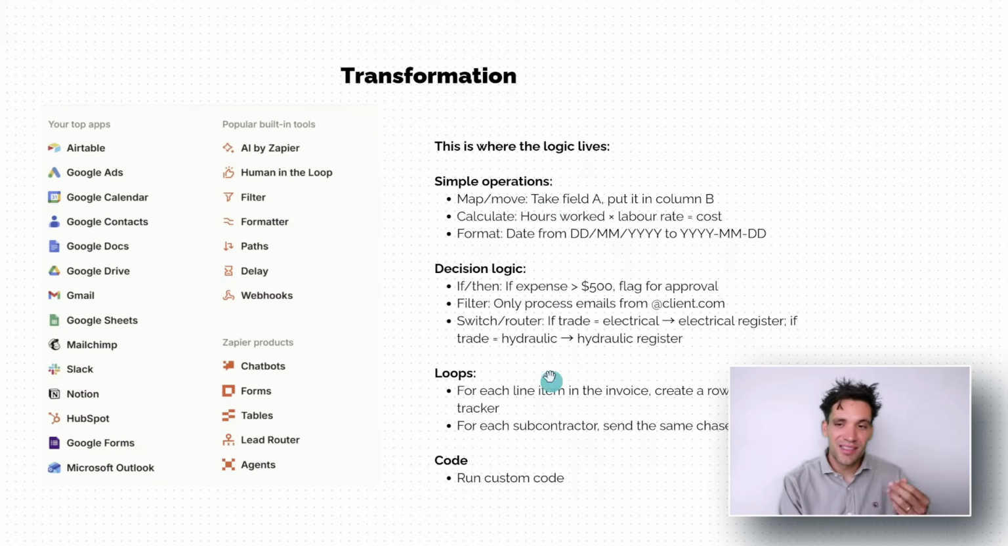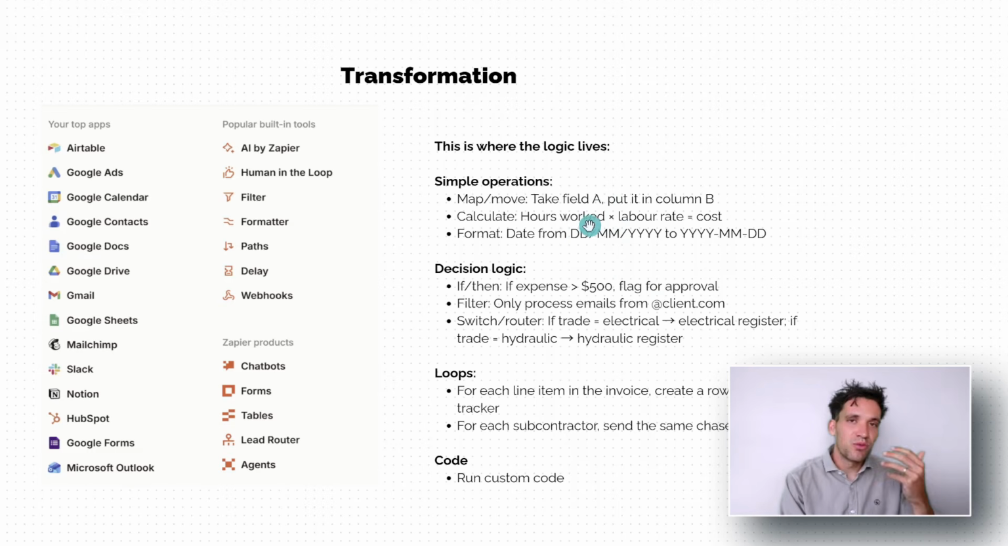So the different types of operations we would do to transform data, I'll break them down into simple operations, decision logic, loops, and code. So simple operations would be something like you take field A in an Airtable record and you put it in column B. You're just mapping or moving data, but you're not actually changing the format of the data. It's a number, it's text, it's an Excel file, whatever.